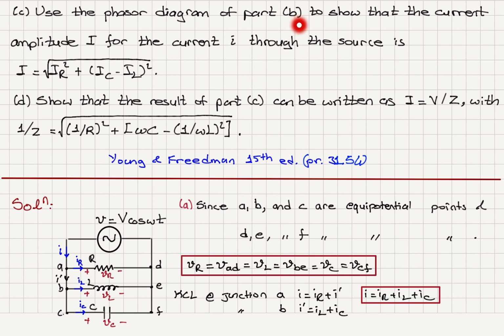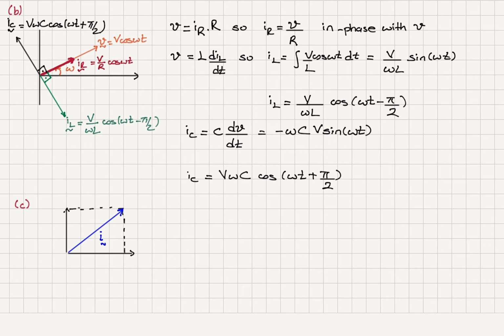Use the phasor diagram of part B to show that the current amplitude for the current I through the source is square root of IR squared plus (IC minus IL) squared. Okay, so you can see that this IC and IL, they're opposing each other. So the current that has the net positive direction is IC phasor minus IL phasor. I have carried this one up here. So IC minus IL is this vector.